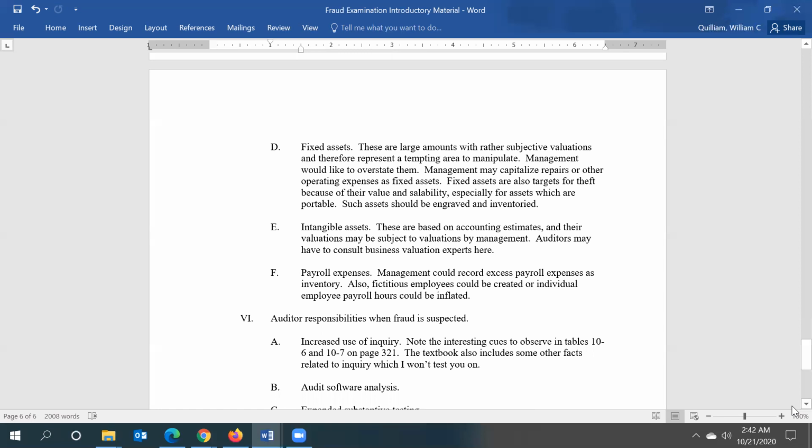Intangible assets, things like goodwill, well, not too worried about them, but they're based on accounting estimates. Their valuations may be subject to valuations by management. Management may therefore like to inflate them, overstate them. And then payroll expenses. Well, sometimes management can record excess payroll expenses. And also sometimes fictitious employees can be created, or individual employee payroll hours could be inflated. That last sentence usually describes employee fraud. Somebody's trying to take home an extra paycheck.